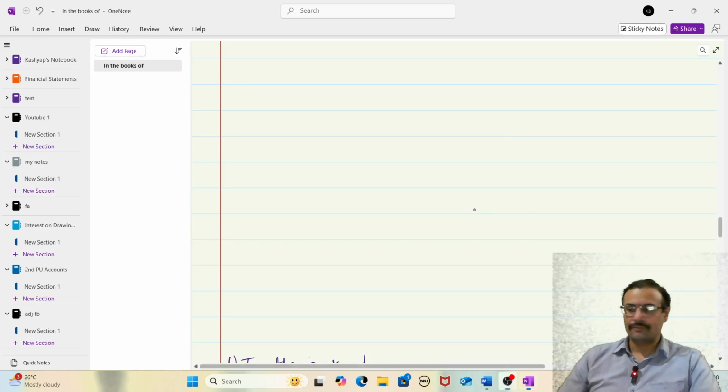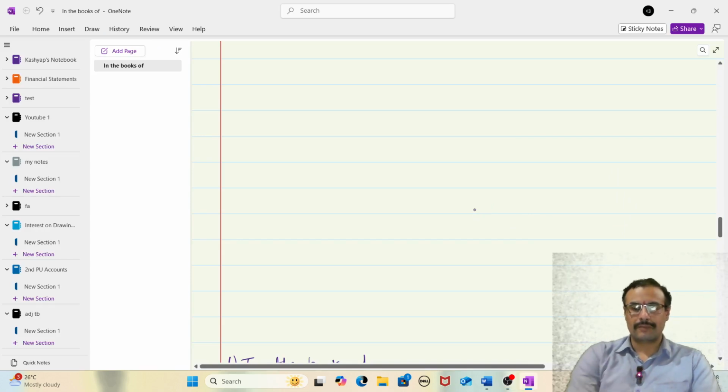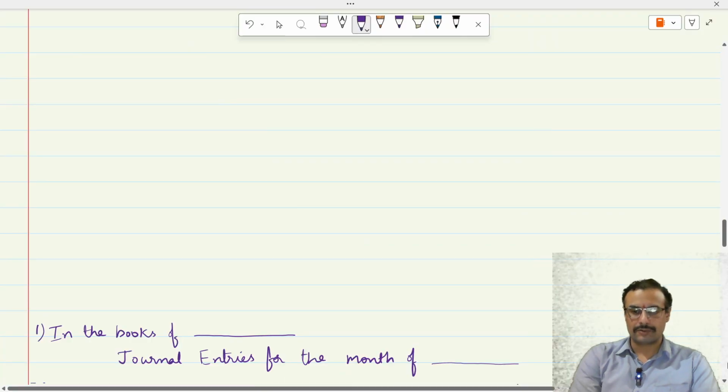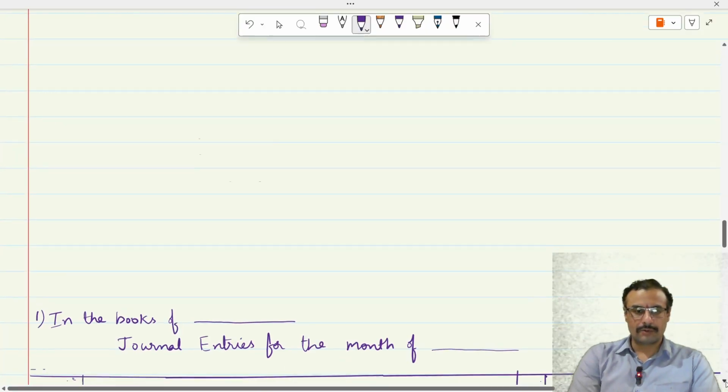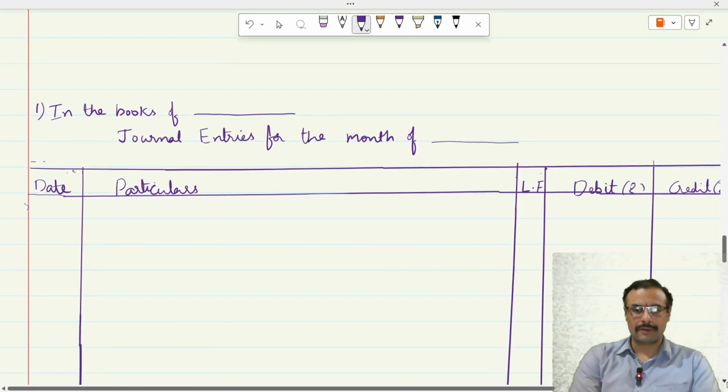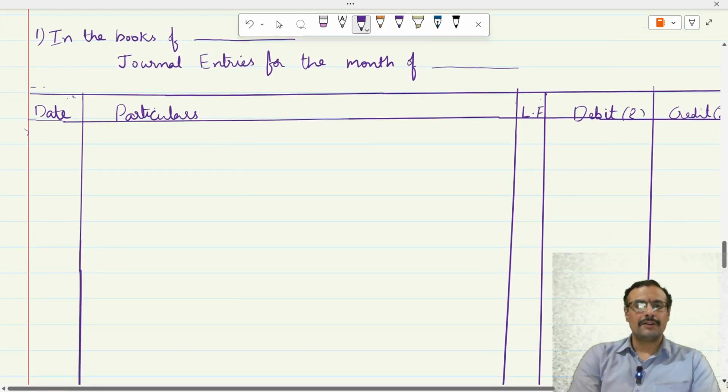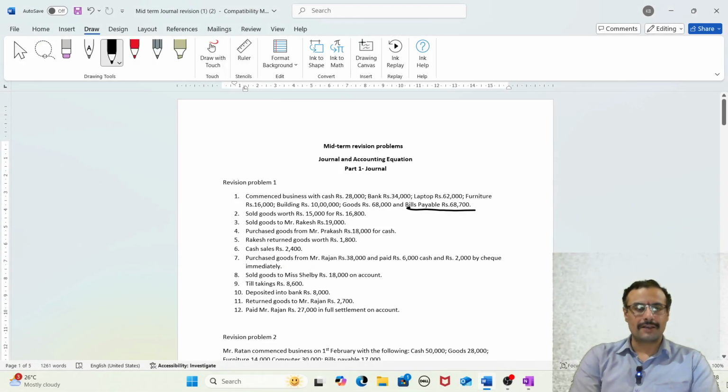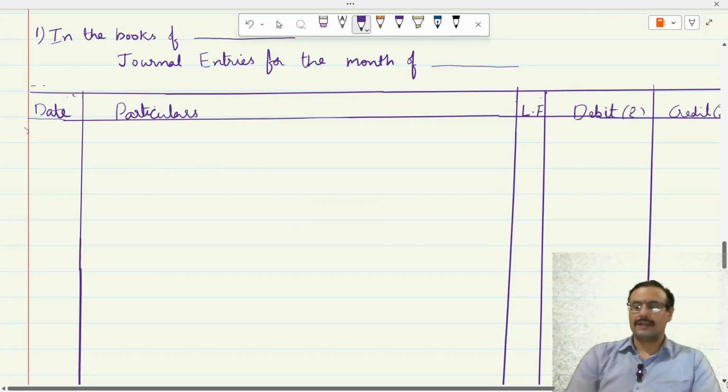Alright, let us start. Now you know the format of your journal. What is the format of journal? You should always write in the books of, journal entries for the month of. I have prepared the format to save our time. Now in this problem, if you notice, I have not given any date, but in the format you should write the date as the format only.